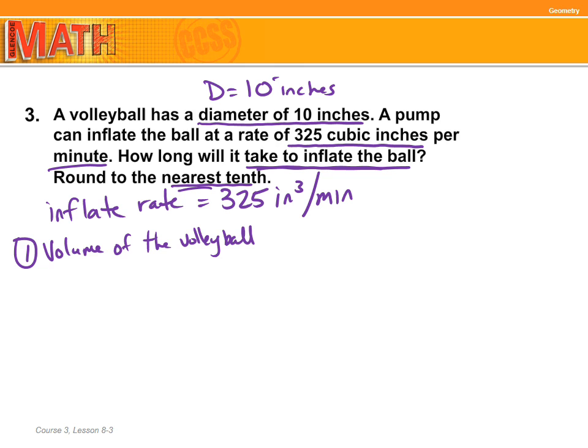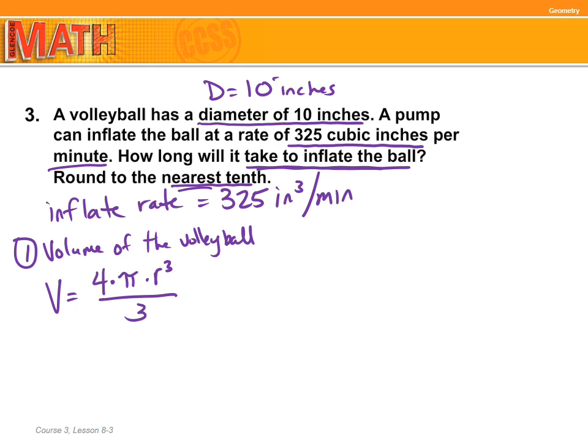And again, the volume tells us how much can fit into the ball. And we need to know, based on the volume, how long it's going to take to inflate this ball. So let's start with the volume of a volleyball, and it's a sphere, so it's going to be 4 times pi times radius cubed over 3.